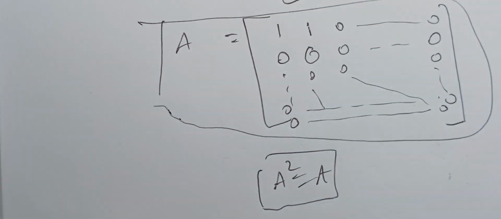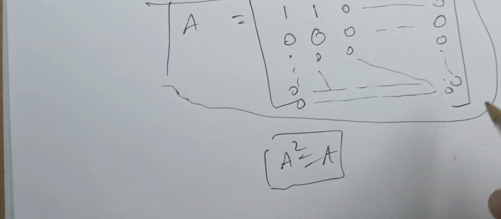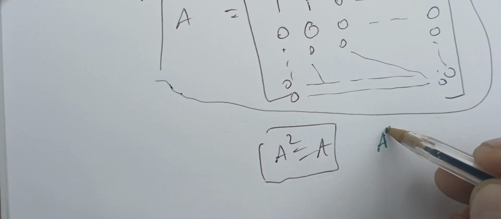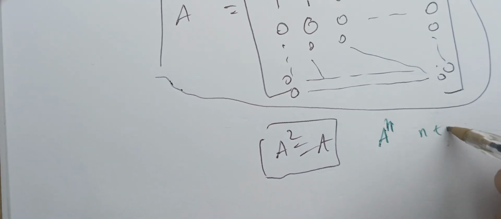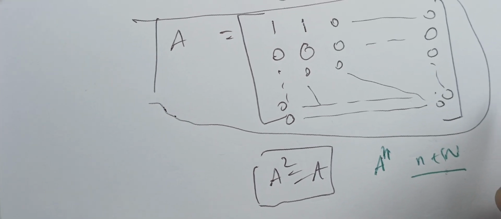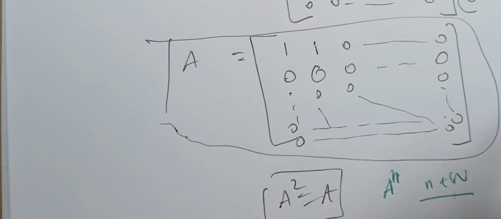Before we end this video, what is A to the power n, where n is in the natural numbers? How does it look? You can compute that, or you can say it in the comment section.